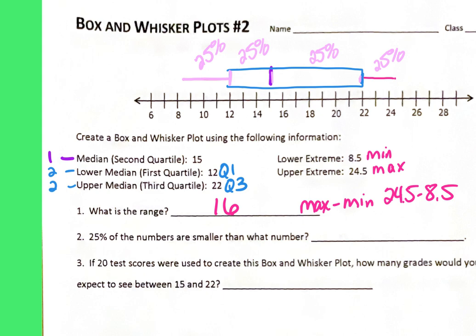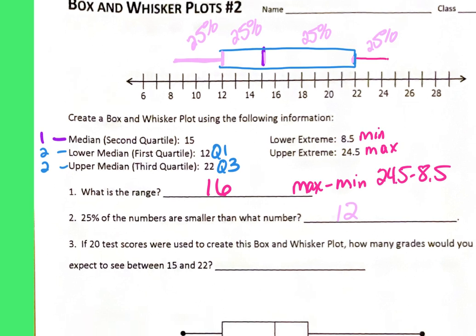So it says 25% of the numbers are smaller than what number? Okay, so the smaller numbers are the ones on the left here. So they're smaller than 12. Okay, so they're talking about this left set down to your minimum.